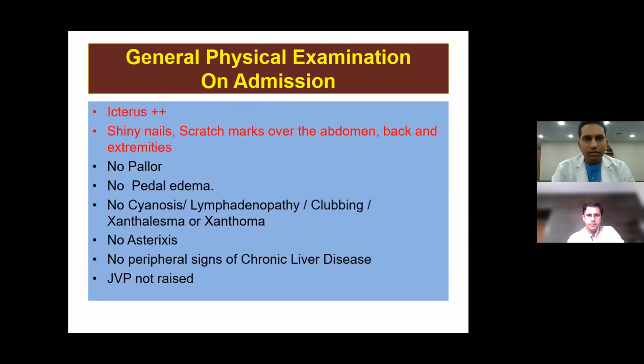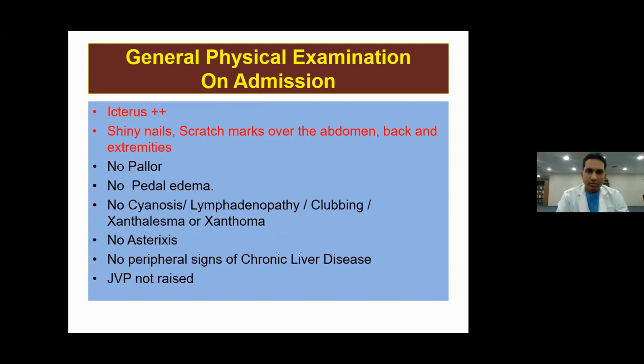He had deep icterus, nails were shiny. He had scratch marks over the abdomen, back, and extremities. However, he didn't have any pallor, no peripheral edema, no cyanosis, lymphadenopathy, or clubbing. He didn't have any xanthelasma or xanthomas. There was no asterixis or other peripheral signs of chronic liver disease. JVP was normal, not raised.